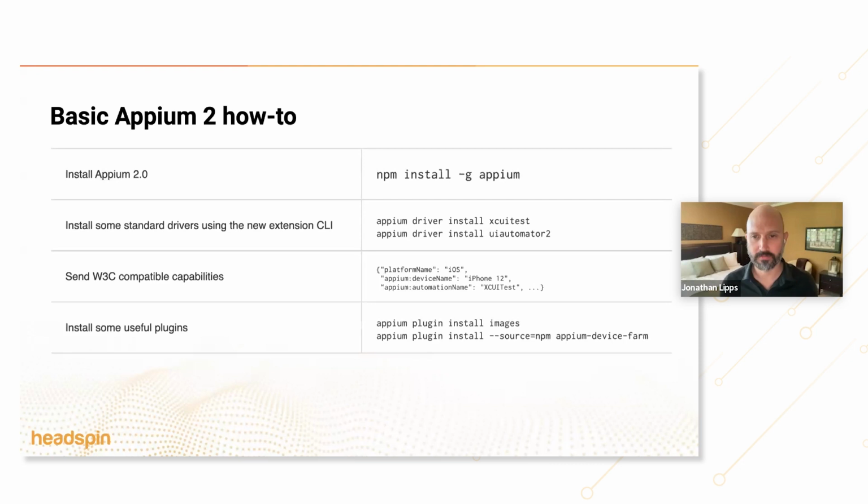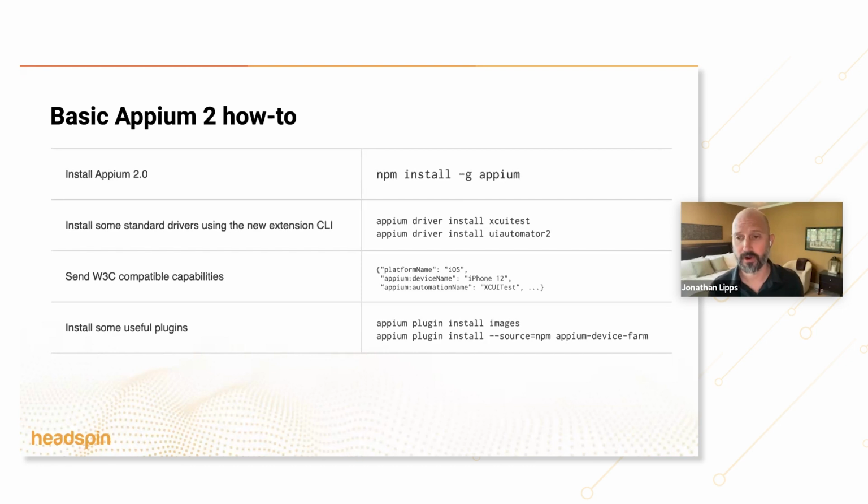You might want some plugins. So there's an officially maintained images plugin, which has been broken out from our image-related functionality from Appium 1. So this is now a plugin, so that people who don't need that functionality don't have to go installing native extensions and things that are required for that plugin.